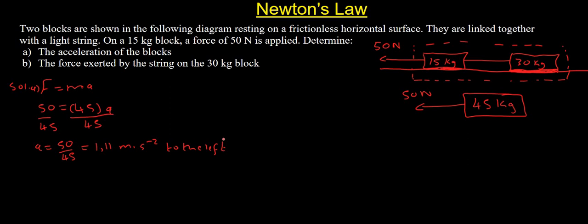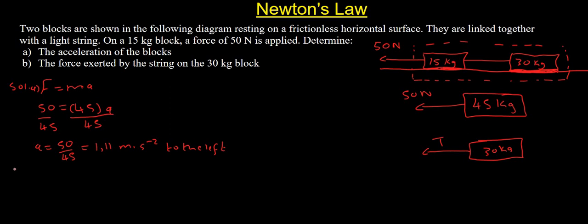So number B says, determine the force exerted by the string on the 30 kg block. Firstly, we need to know the number of forces acting on the 30 kg block. Since our surface is frictionless, it means on our 30 kg block, I only have the tension of the string acting on it.